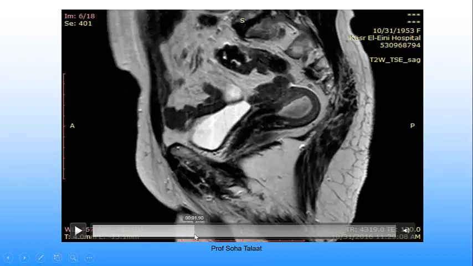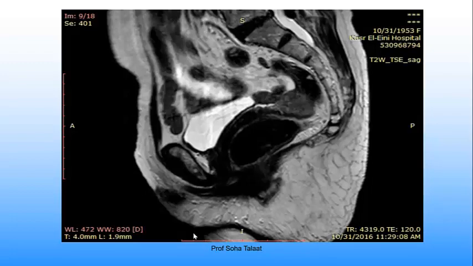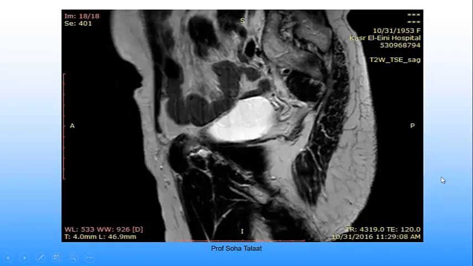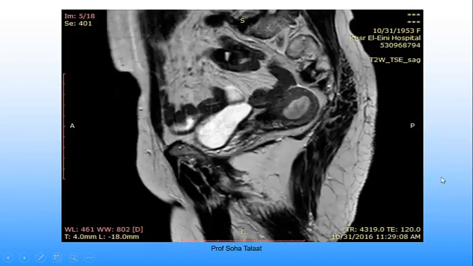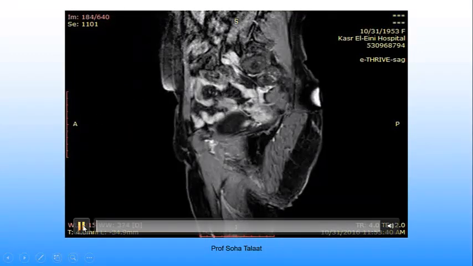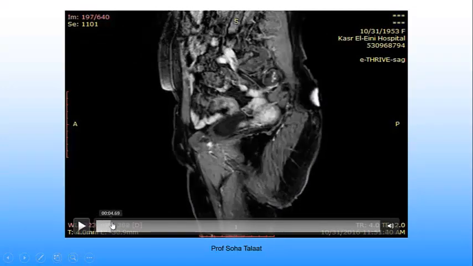The junctional zone, sometimes in the postmenopausal age group, we could not delineate well, except on diffusion weighted images maybe, or on contrast enhanced study. Note here the contrast enhanced study. Here this is the Thrive. And here is the start, usually you can take dynamic.